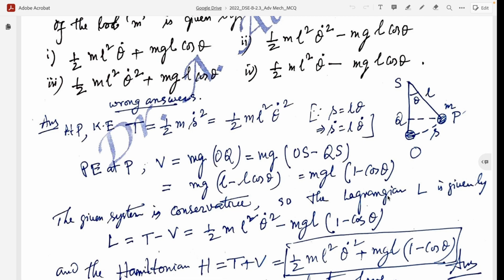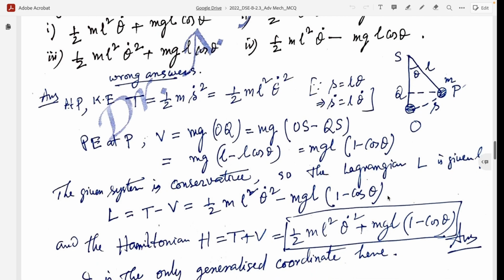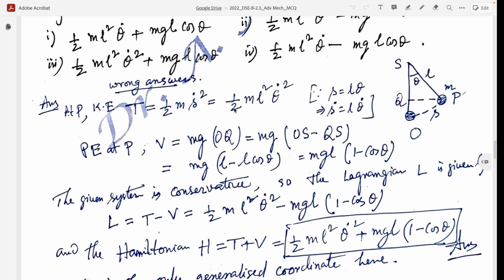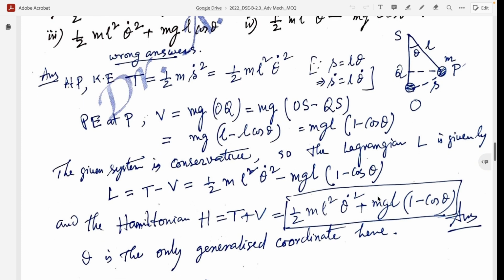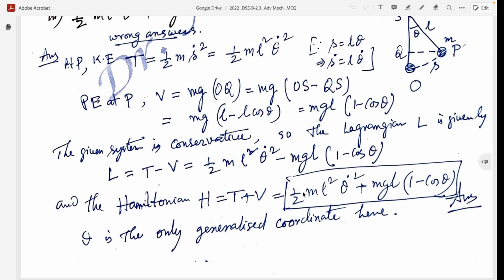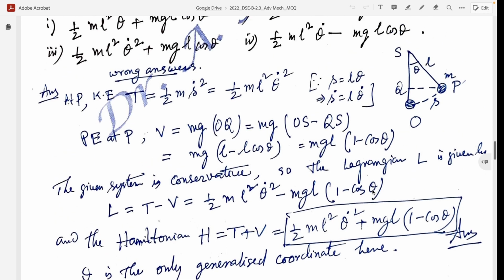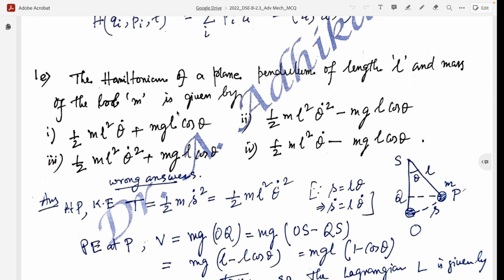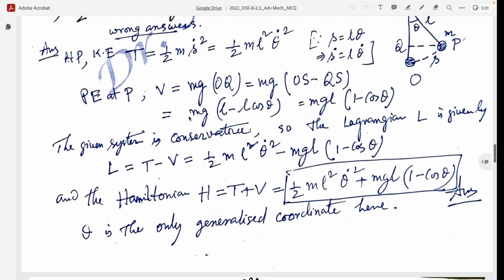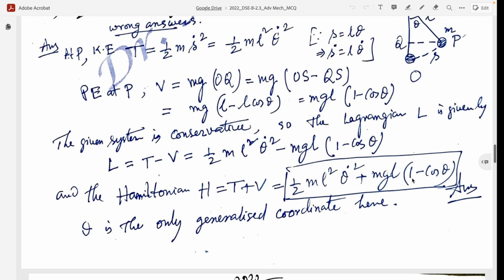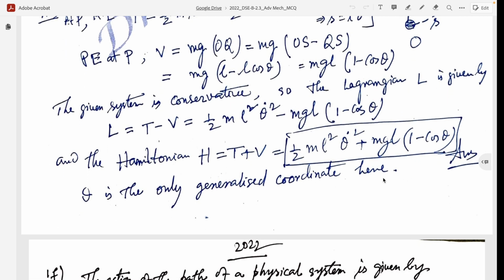Since the given system is conservative, Lagrangian L is given by T minus V. So T equals half m L square θ dot square and V equals m g L (1 minus cos θ). So Hamiltonian H equals T plus V, which is half m L square θ dot square plus m g L (1 minus cos θ). So for the Hamiltonian, there is no correct option. The correct answer is H equal to half m L square θ dot square plus m g L (1 minus cos θ). θ is the only generalized coordinate here.